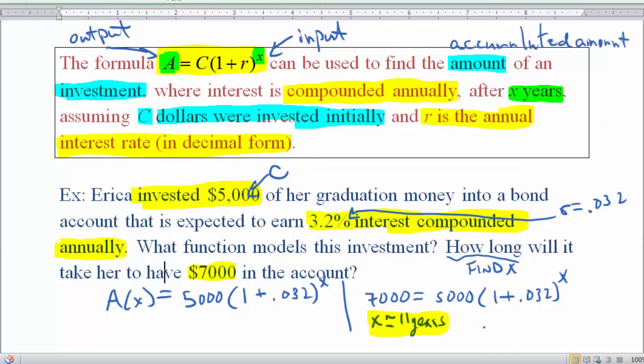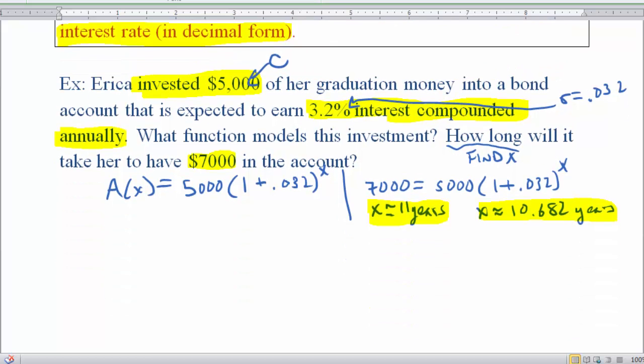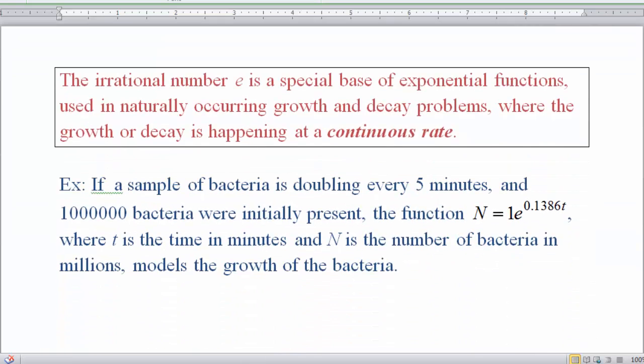So more precisely, we can say that x is approximately 10.682 years. All right, so that would be my more precise answer using the graph. So it all depends on what they're asking for, right? If they're asking you to round to a number of decimal places, then you're going to have to use the graph. But if they just say the nearest year, the table is fine. Okay? So that was your compound interest.